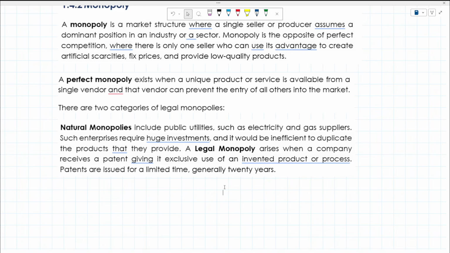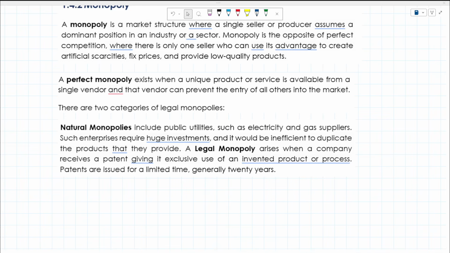It may be up to a lifetime plus, let's say, 25 years or plus 50 years, depending on the product. Of course, you will be learning that in your technopreneurship subject. It will be taught by the Office of Innovation, Business and Development. Commercial law and patent laws are very, very extensive. So those are the two categories of legal monopolies: natural and legal monopoly.